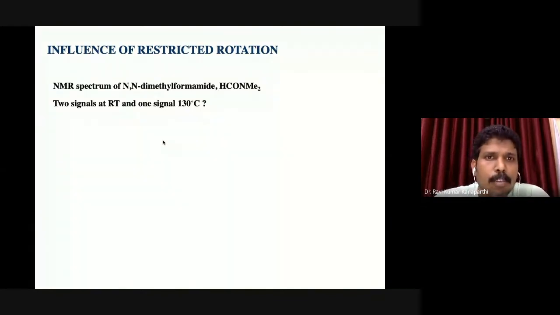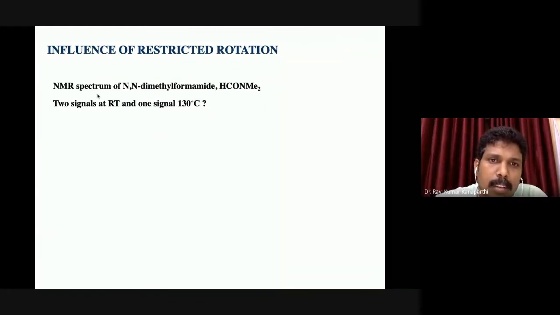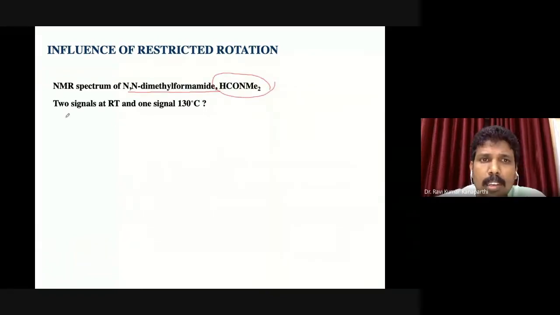The first and foremost thing is that there are certain compounds like dimethylformamide. I am sure that most of you would have known this compound. So there is a compound known as N,N-dimethylformamide. Its chemical formula is this. Okay, this compound gives two NMR signals if you are recording the NMR spectrum at room temperature.